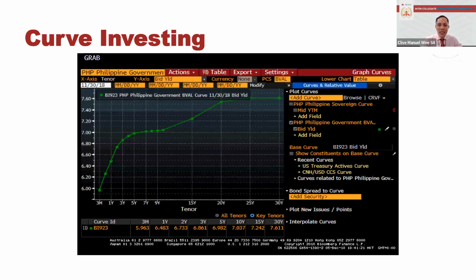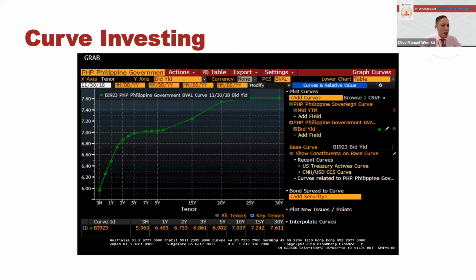And I will show you a yield curve. This is the yield curve of Philippine government securities back in late 2018. So the yield curve doesn't seem to be a perfect upward sloping, nice behaved yield curve, it actually has certain kinks. And where do you see the kinks?